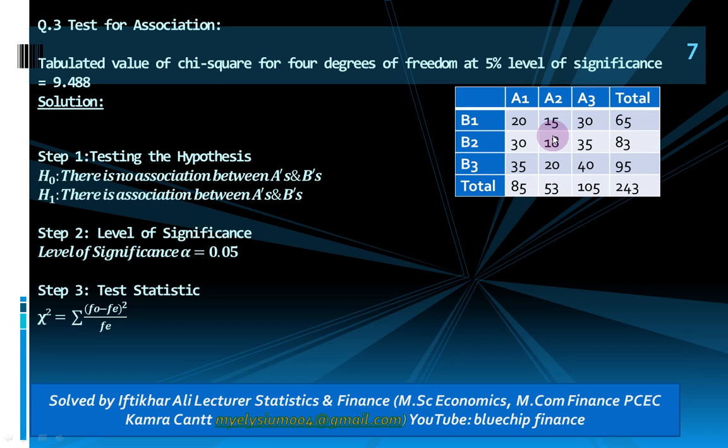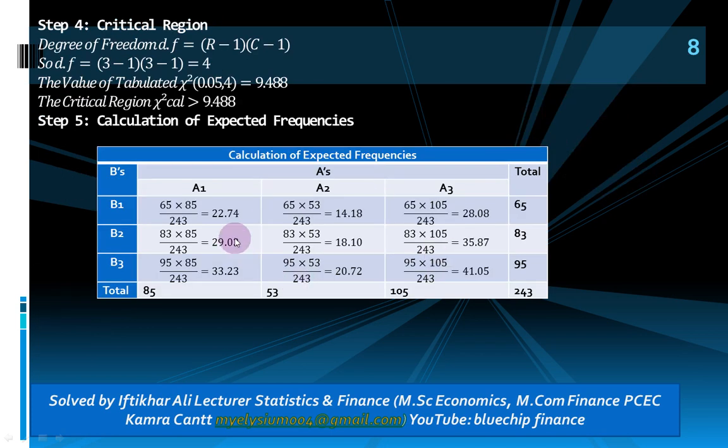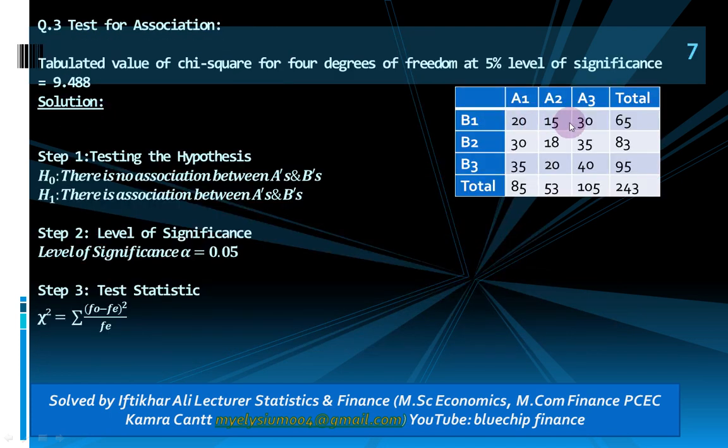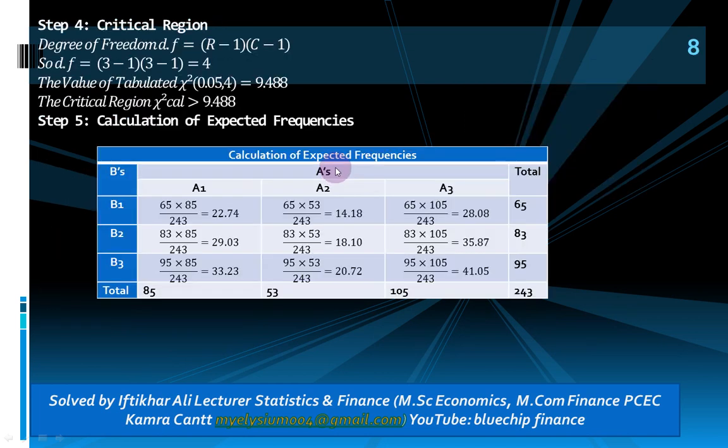And in this way, we can calculate all the expected frequencies. The calculation is given here. You can pause the video and see the calculation and learn completely. After taking expected frequencies, now we just construct the table. Observed frequencies are given in the table here: 20, 15, 30, 30, 18, 35, 35, 20 and 40. And after that, expected frequencies are 22.74, 14.18, 28.08, 29.03, 18.10, 35.87 and so on.